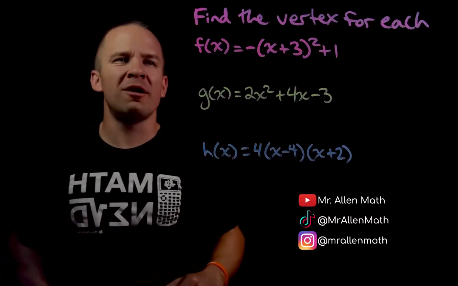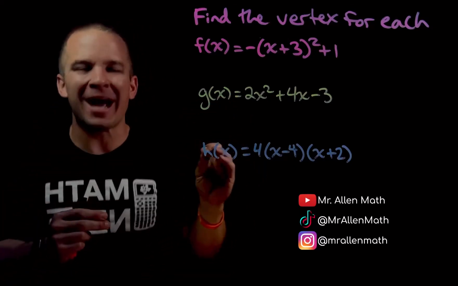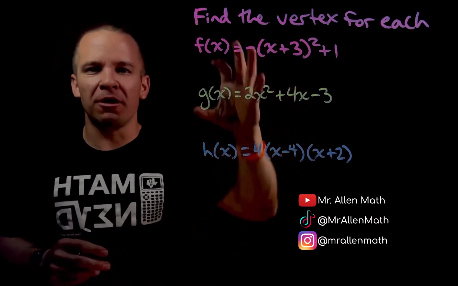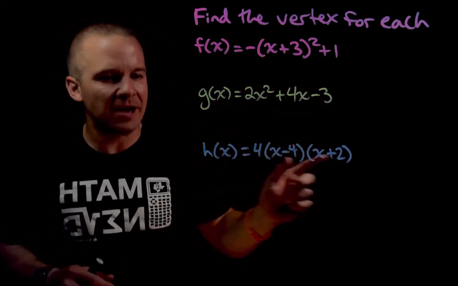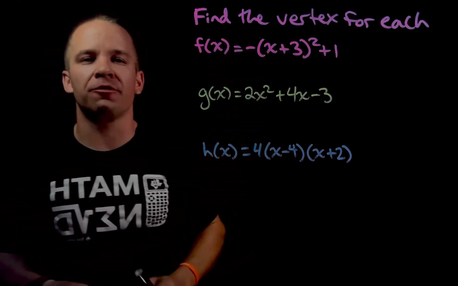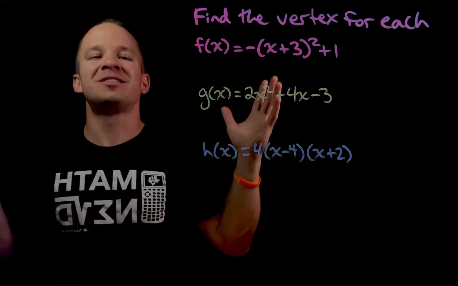What's poppin', dogs? Mr. Allen here, and we have ourselves some dope quadratic equations here in different forms. We got vertex form, we have general, aka standard form, and we have factored form. And we're just asked to find the vertex for each one. Well, let's start with that one, right?